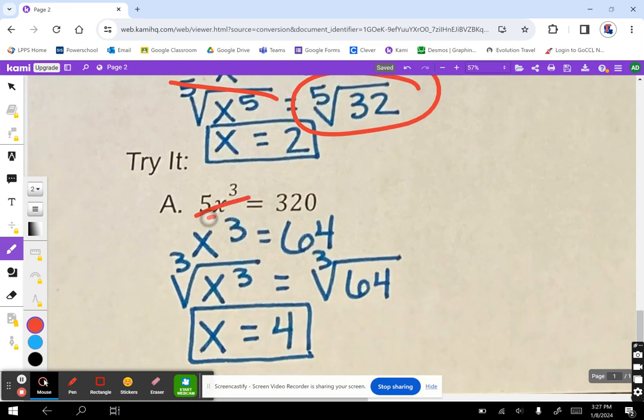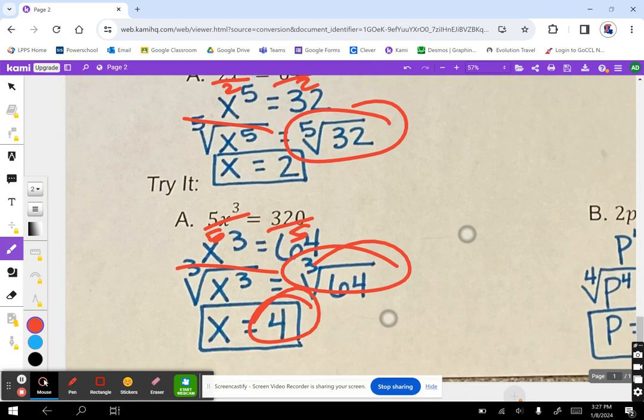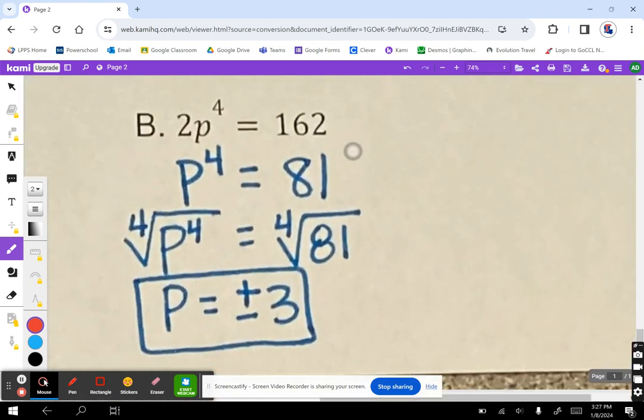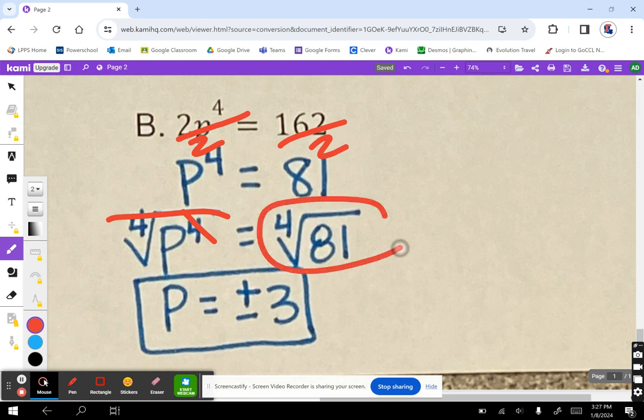Same thing over here, divide both sides by 5. 320 divided by 5 is 64. Then you're left with x cubed. Take the cube root of x cubed because your cube root cancels. The cube root of 64, use your calculator, will give you 4. And then the last one, divide both sides by 2. P to the 4th power equals 81. Take the fourth root to eliminate your fourth root and your fourth exponent. The fourth root of 81, use your calculator. Positive and negative 3 because your index is even.